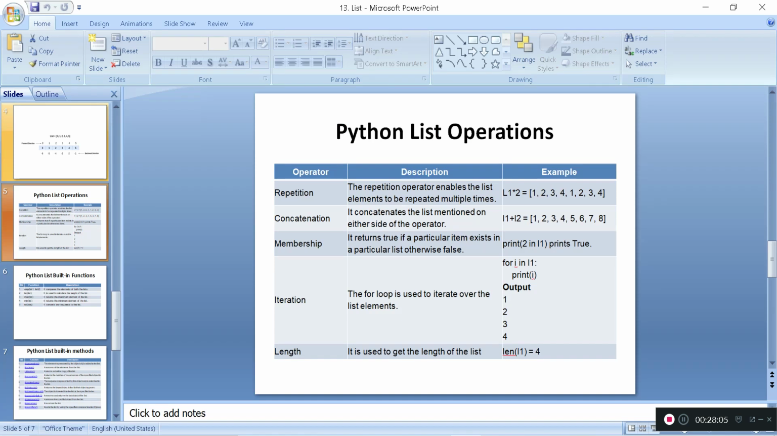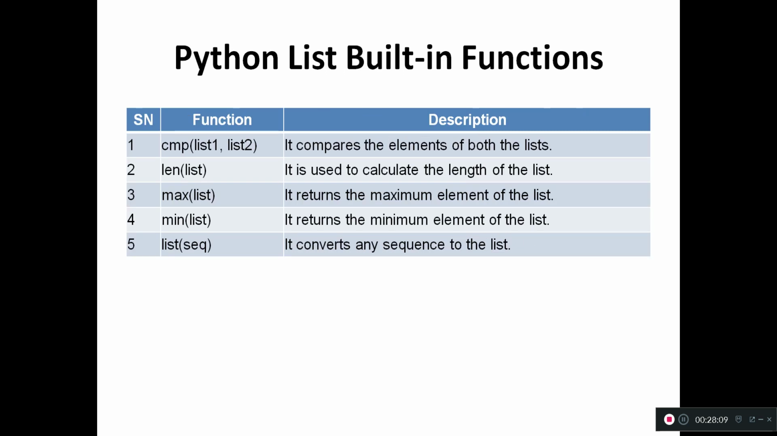Okay, Python list operators, and now we'll get into the next topic. These are the Python list built-in functions. cmp list1, list2 compares the elements of both lists. len list calculates the length of the list. max returns the maximum of the list. min returns the minimum of the list. list seq converts any sequence to a list. These are the built-in functions in Python.